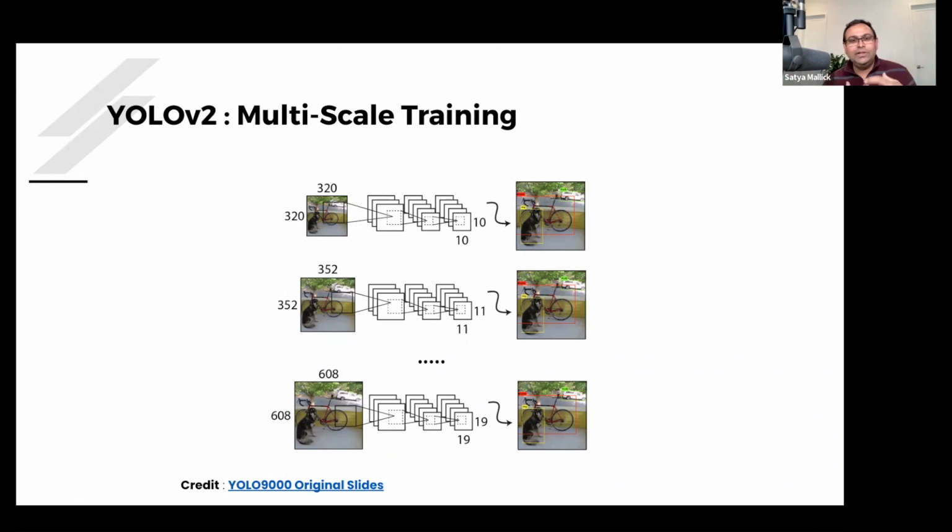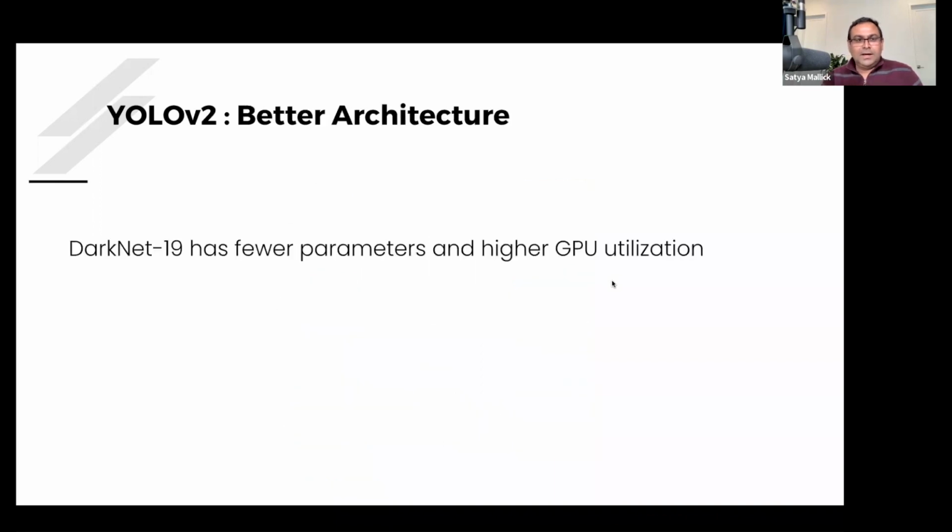So YOLO V2 had this multi-scale training, which was very, very interesting. I think this multi-scale training gave them another 1.5% or so boost in accuracy. I cannot remember the exact number. It's in the slides that they have shared. The second thing they did was they used a better architecture.